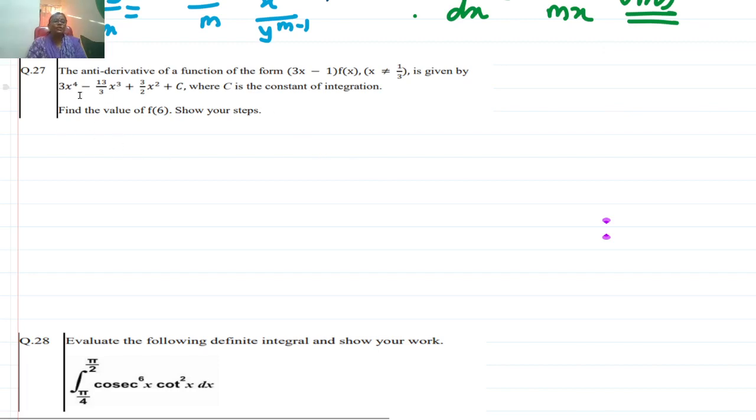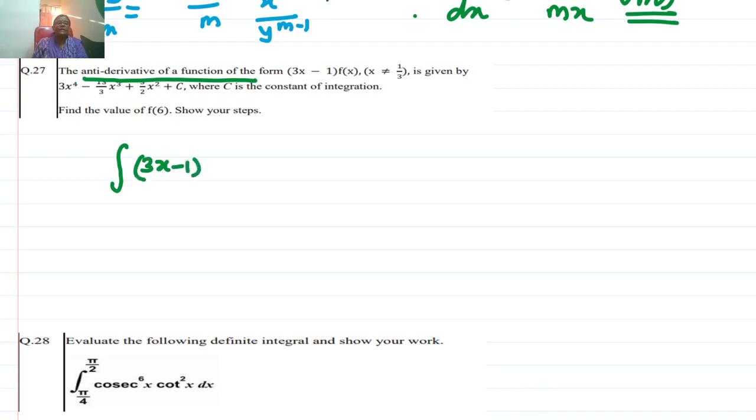Now, coming to the next question, the antiderivative of the function. Now, listen to this. You have to remember this fact: the antiderivative of any function is known as integration. We have the integration of (3x minus 1) multiplied by f(x) as 3x to the index 4 minus 13 upon 3. This has to be highlighted. Just highlight it.